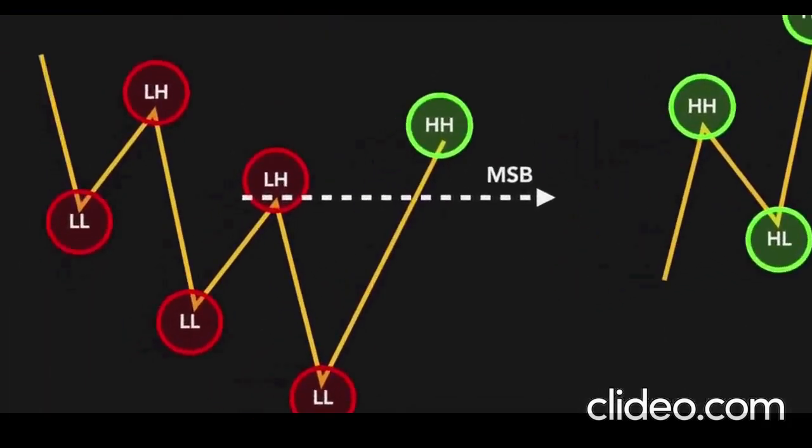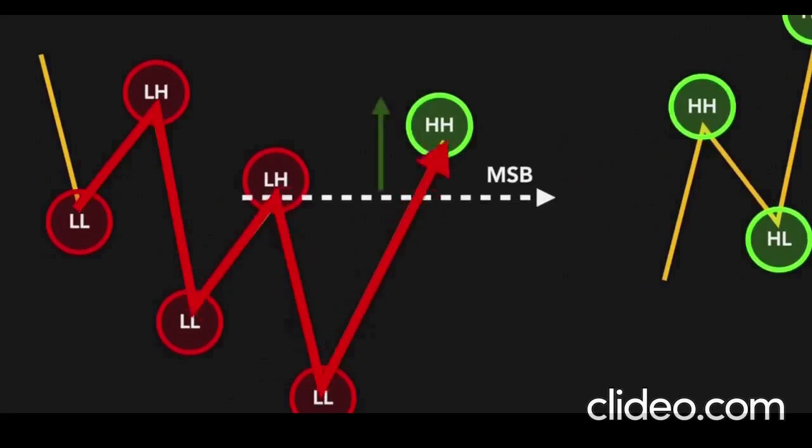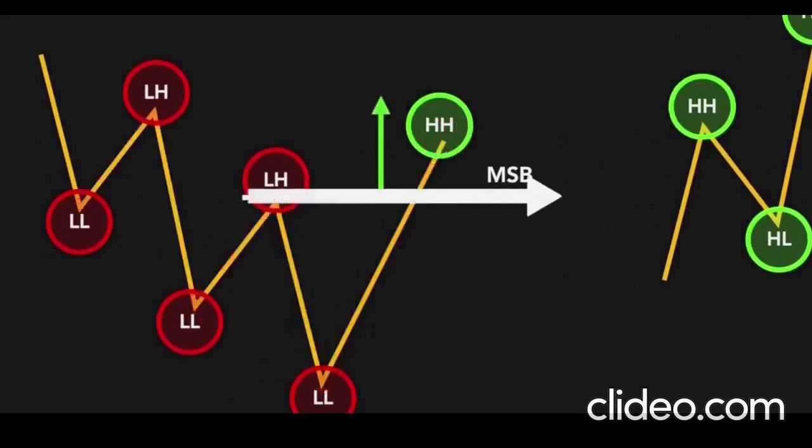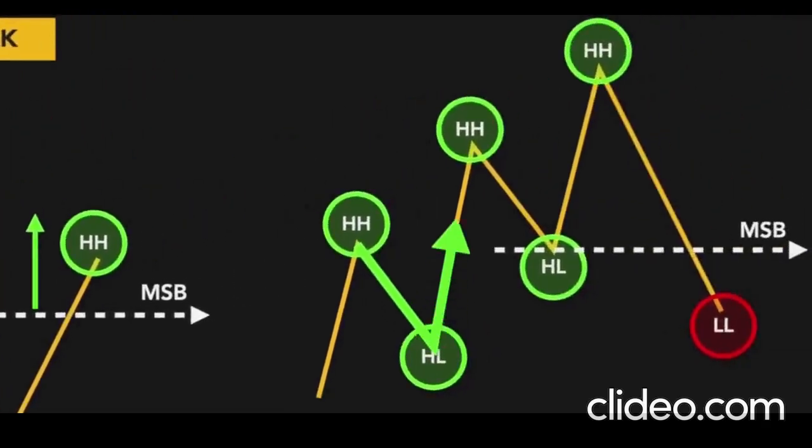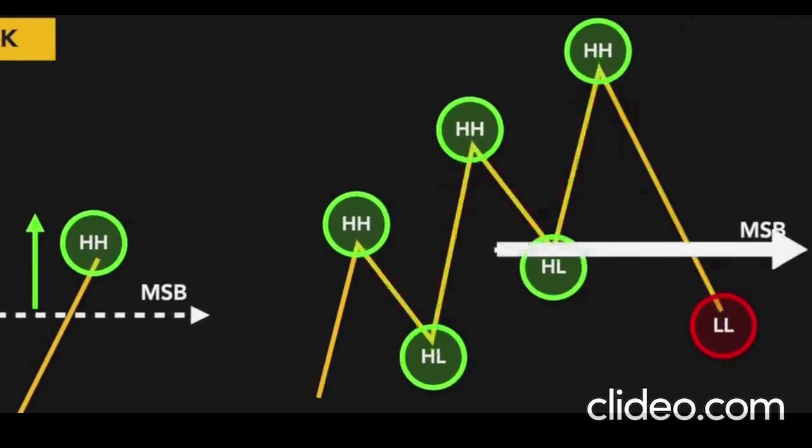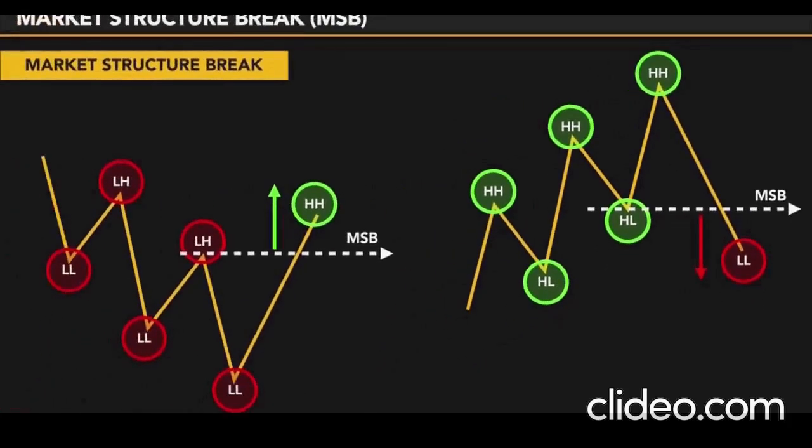Okay, let's remember basic MSB. As you can see, when we are in a downtrend, the moment we break the final lower high to the upside, that is our market structure break. Vice versa, in an uptrend, the moment we break the last higher low to the downside, that is our market structure break. This is how simple it is to identify market structure breaks.